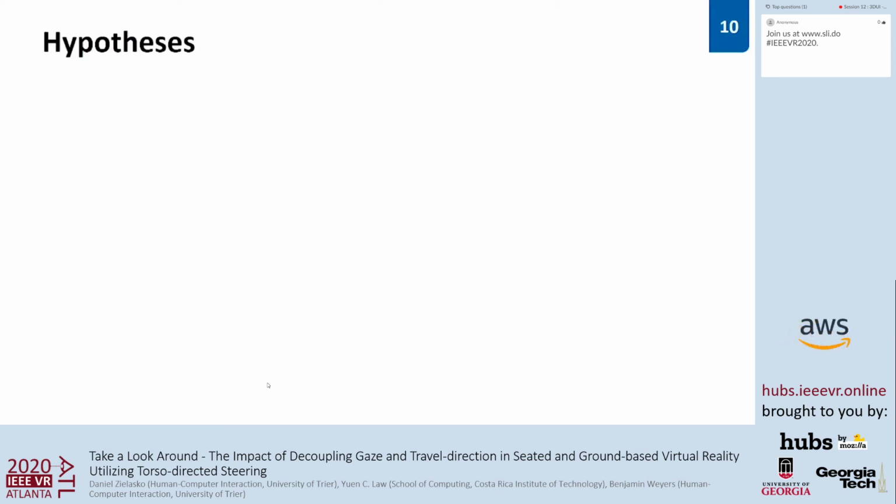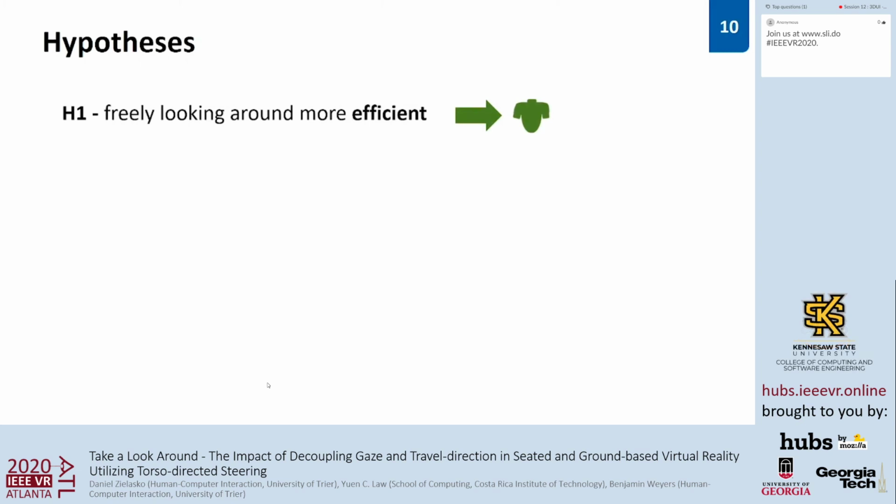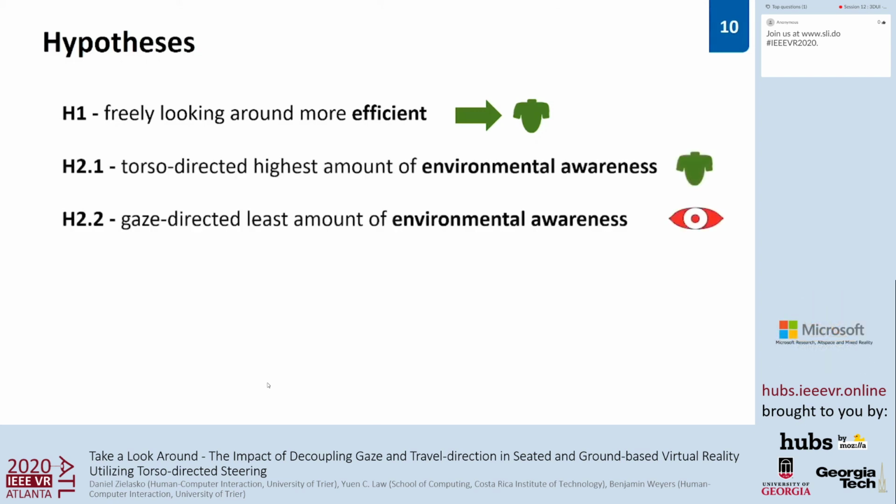So here's a shortened list of things we expected to show up. First, we expected that the ability to look around leads to more efficiency when it is a relative motion task. This would show up in torso and pointer-directed steering. Second, we expected that moving around with your own physical body, this means torso-directed, generates more environmental awareness than gaze-directed at the other end.